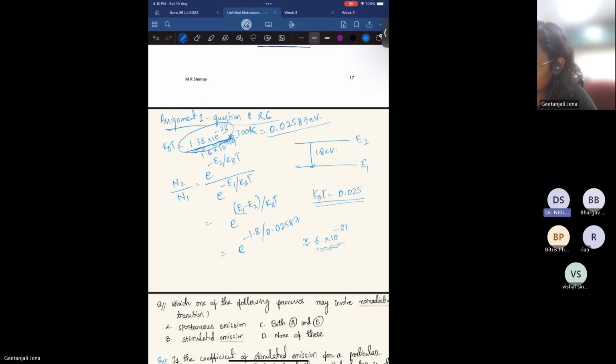Ma'am, actually I am using the value of KBT 0.02, and if I am considering 0.025 KBT value, in that case we got the option 5 point something into 10 to the power minus 32. So ma'am, actually we have to answer 6.14 into 10 to the power minus 32 and 6.14 into 10 to the power minus 13. Both are very close.